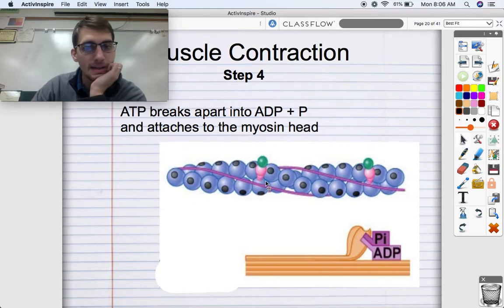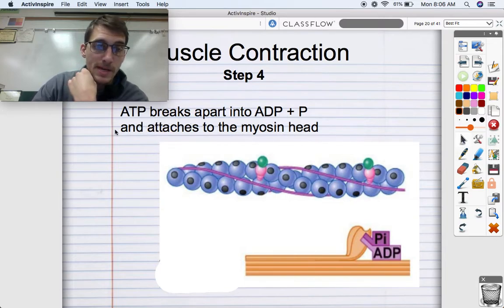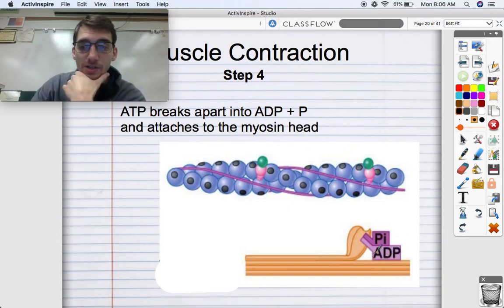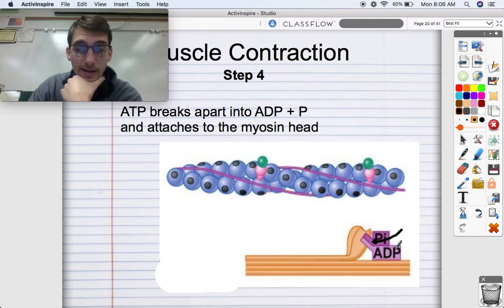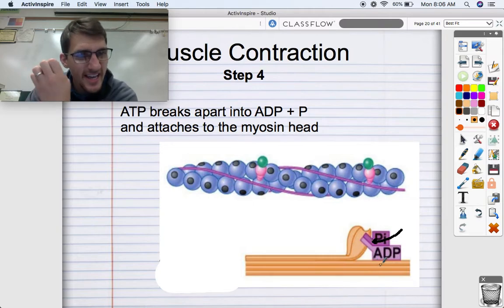Now, here's our actin, and we've got calcium and troponin, tropomyosin out of the way. Okay, now this is where we get into the contraction part. ATP, our good friend, our energy currency molecule, breaks apart into ADP plus P and attaches to the myosin head. So we have a high energy molecule, and it's going to come over here to this myosin, which is the thick filament, and it's going to cause a conformational change. It's going to cause the myosin to change shape.